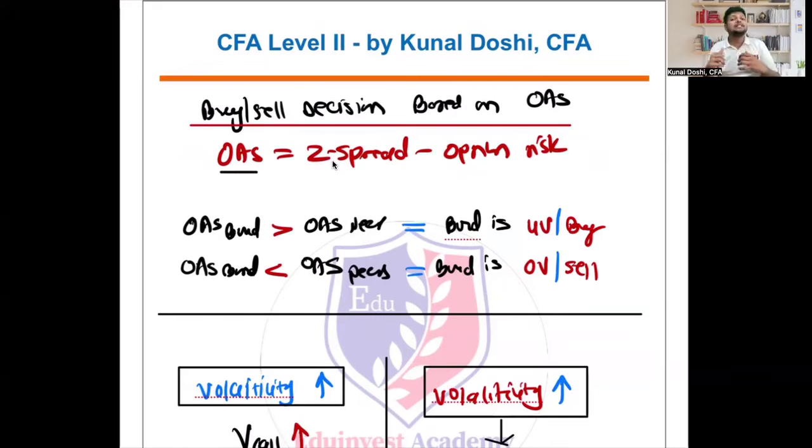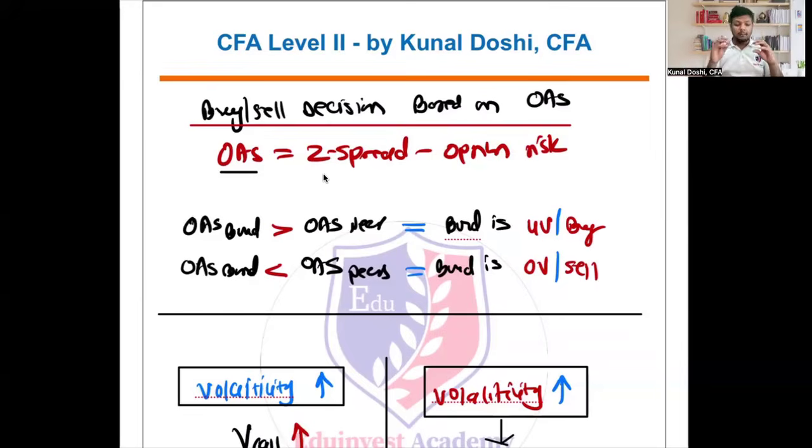Now, if this OAS is too high or too low compared to the peers, that's where you can make a decision whether to invest in the bond or not. If you think that the relative OAS that they have given is too high compared to the peers, that means the spreads will go down, assuming the risk is the same. So if the OAS of your bond is higher than the market, then the spreads will go down. So it's an opportunity for you to invest.